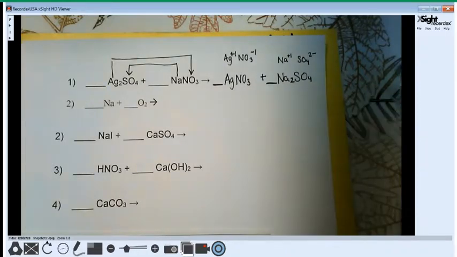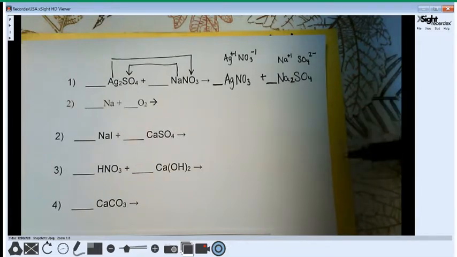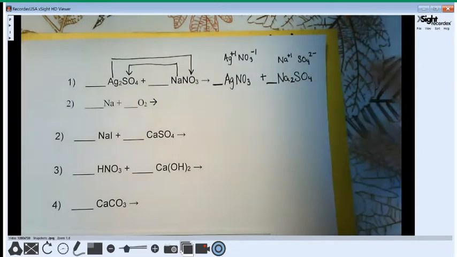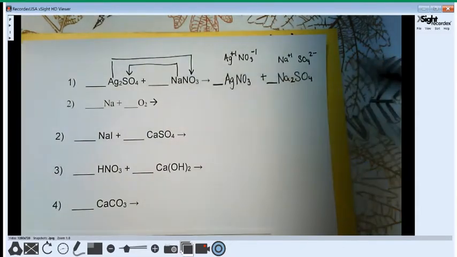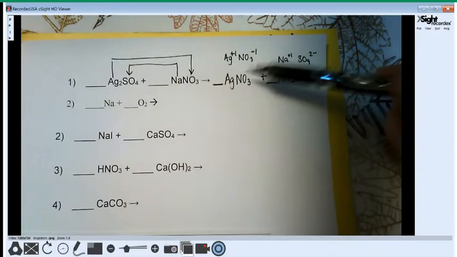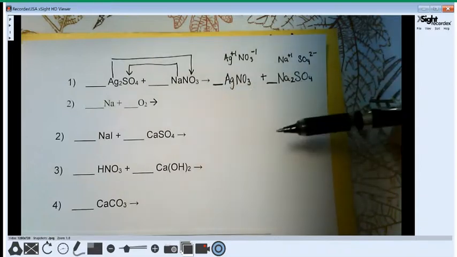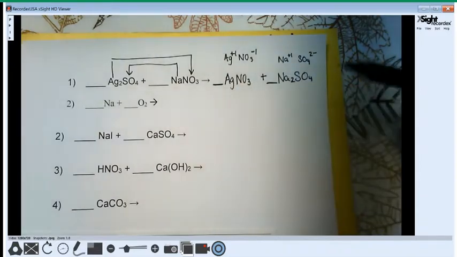All right, cool. So now we need to balance. So anytime we have a reaction and we write products, once we figure out what our products are, then we balance the equation. We can't just choose to put the same number of each thing on each side. We have to first write the correct crisscrossed formulas, and then we can balance the equation.